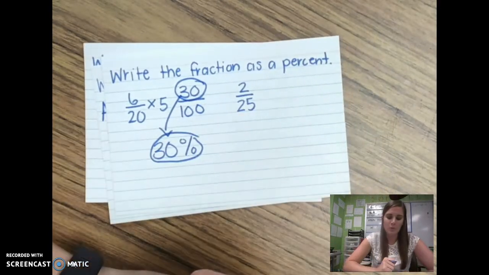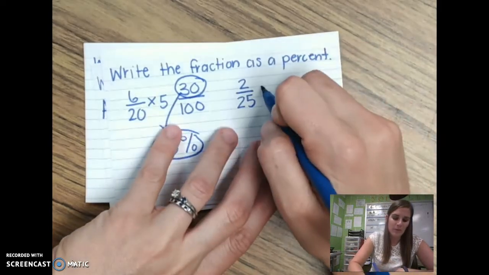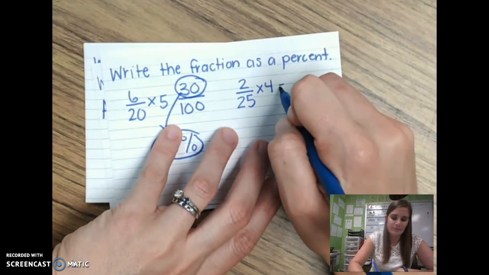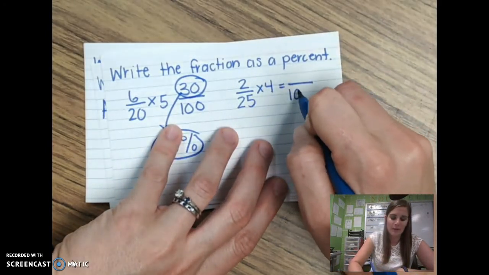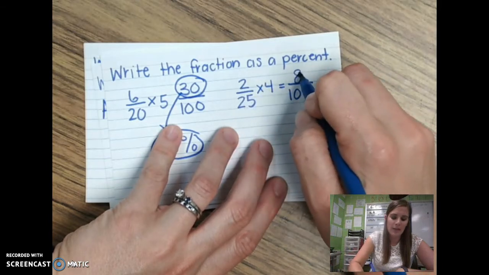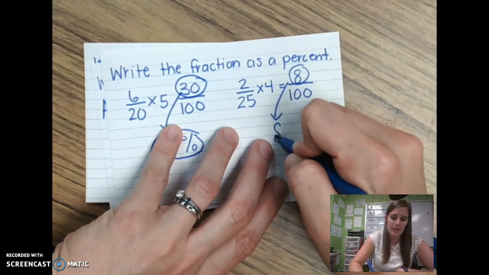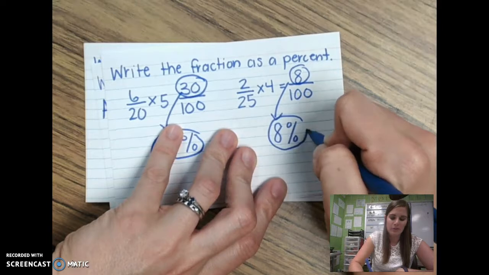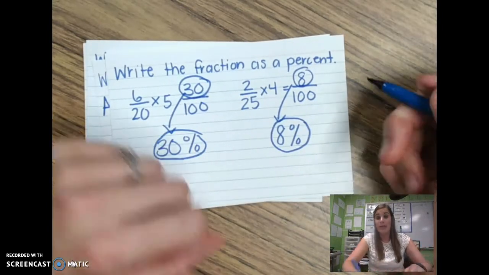Same thing over here. We have to get that 25 to be 100. When we do that, we're going to multiply by 4, because 25 times 4 gives us 100. And then 2 times 4 is 8. So we're going to write 8 down here as 8%. And make sure you're including that percent sign as you're doing this.